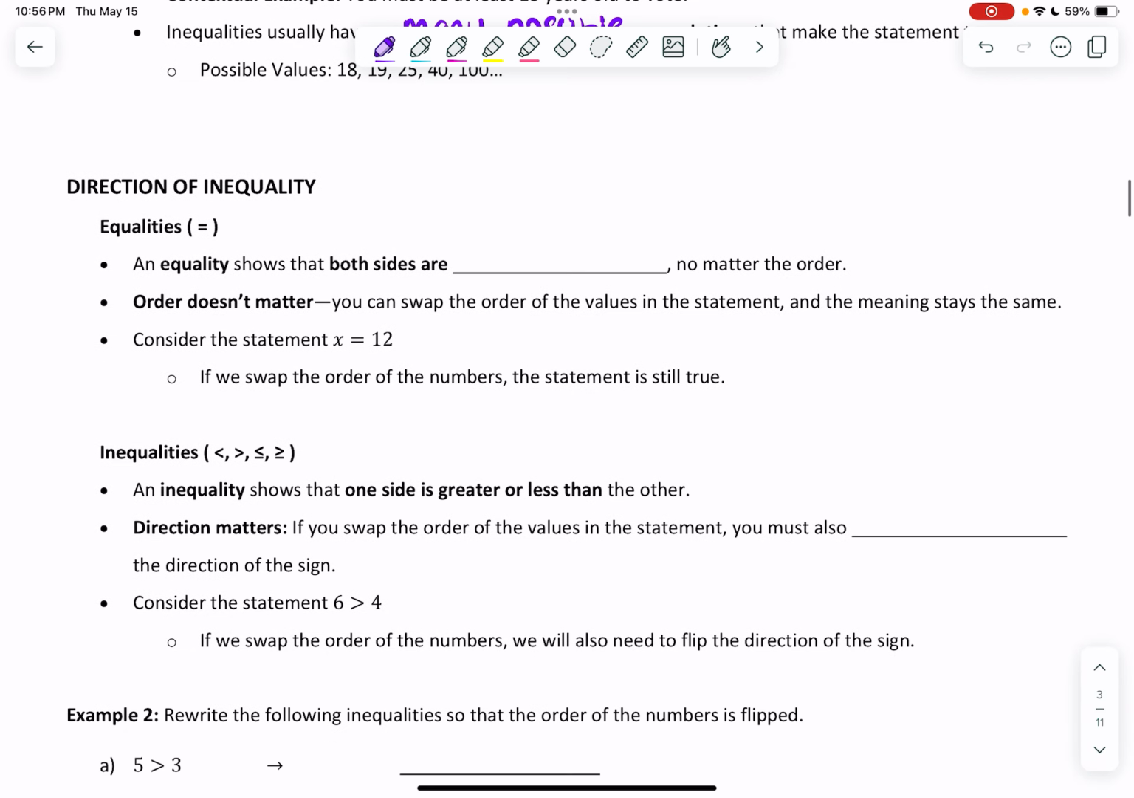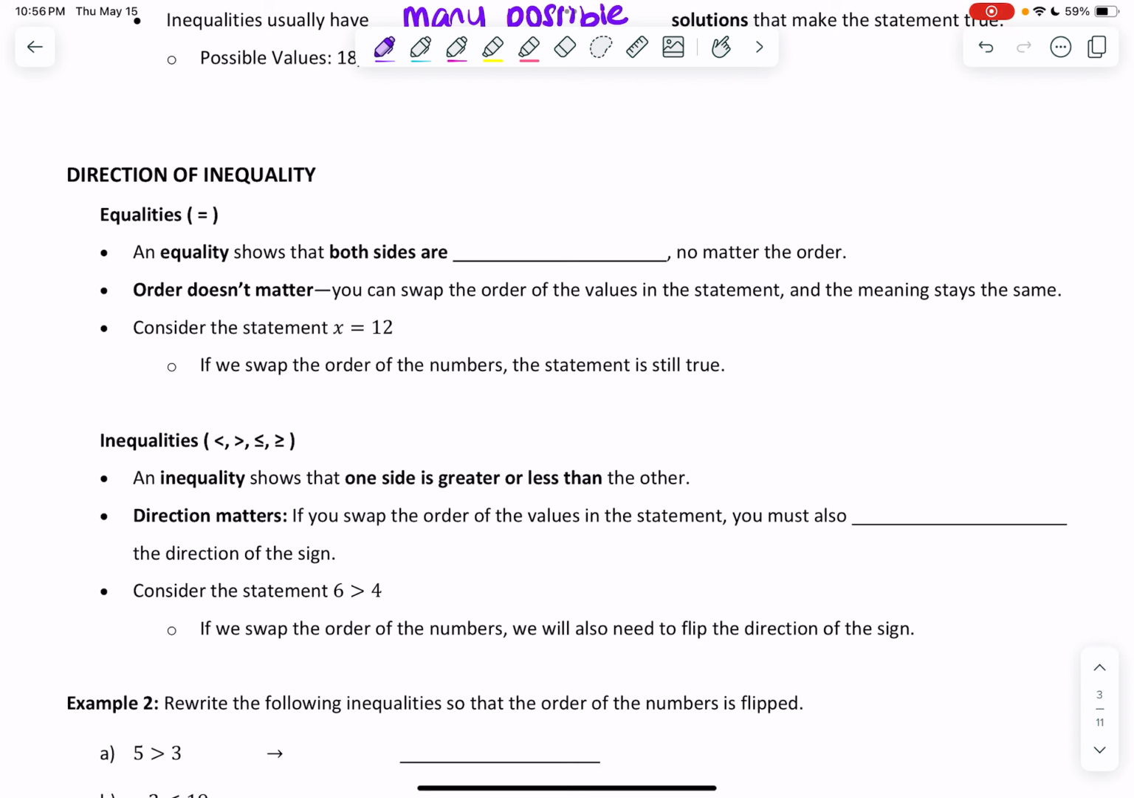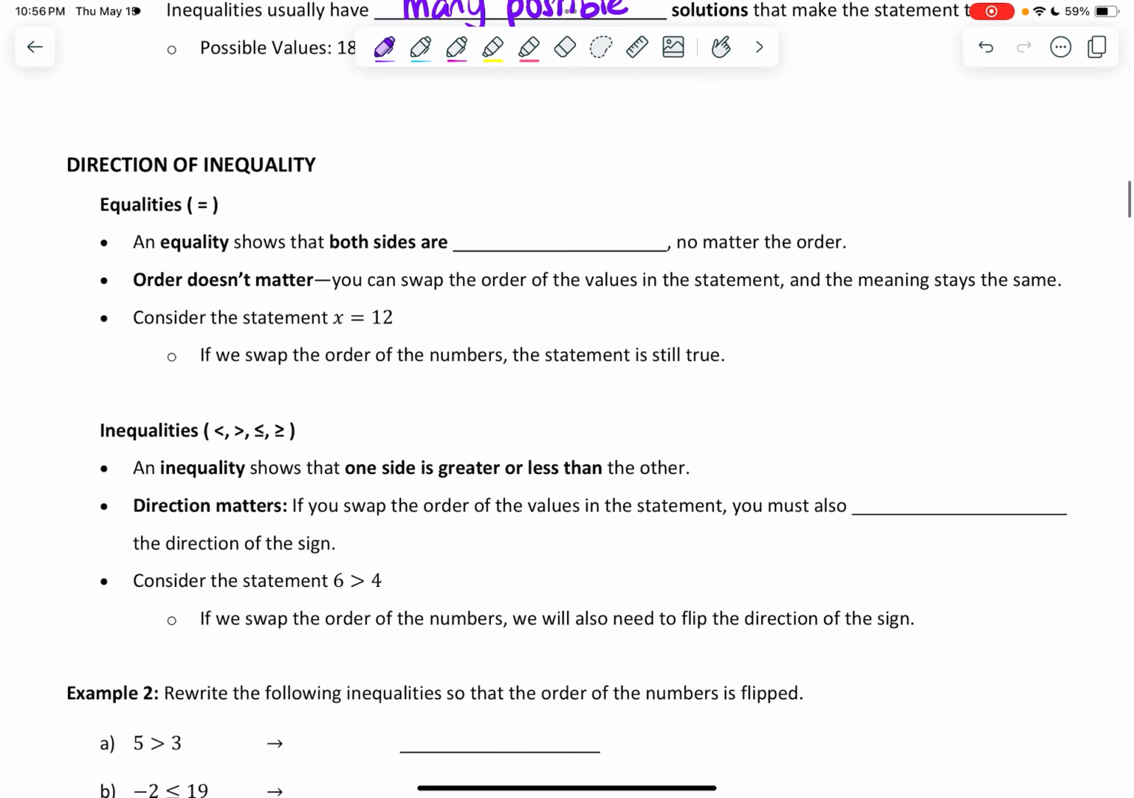Now, when we talk about inequalities, there is a little bit of a difference because there are multiple solutions and multiple inequality signs. In an equation, it shows that both sides are equal. They're the same, no matter what the order is. And because the order doesn't matter when I'm writing an equation, I can swap the order of the values on both sides of the equal sign and still get a statement that's true.